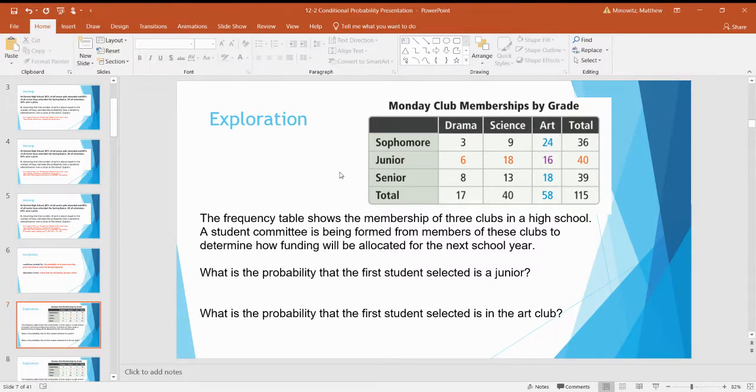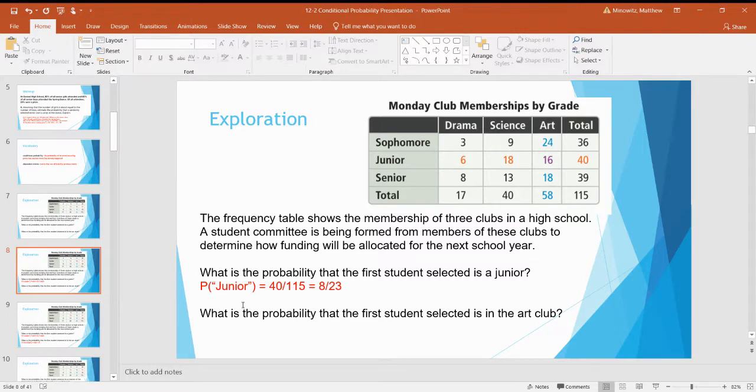So first, we're going to look at the probability that the first student selected is a junior. So what I see here is there's 40 total juniors out of 115 total people. That's my probability. So my probability of junior is 40 out of 115. I can simplify, I can write it as a decimal if the problem asks me to, but I like to always start in a fraction.